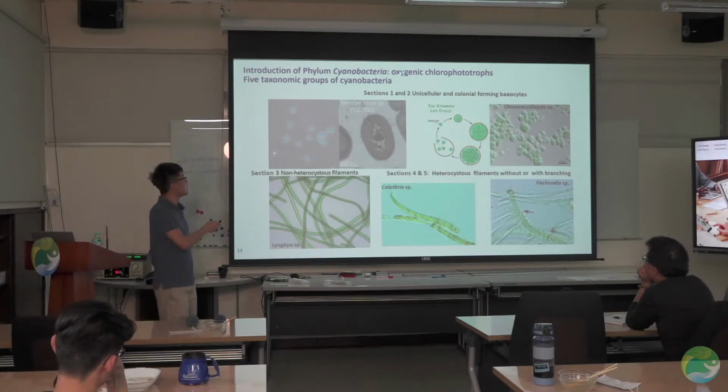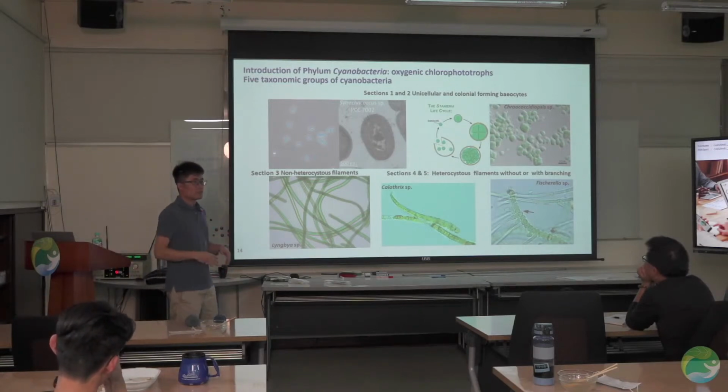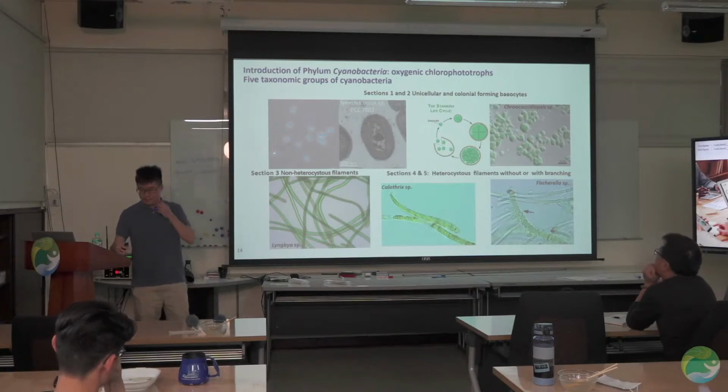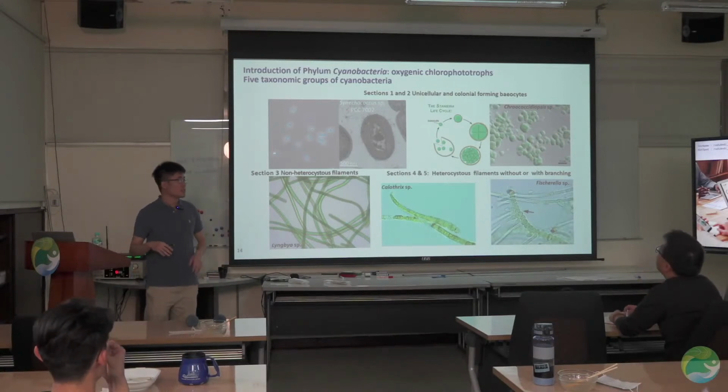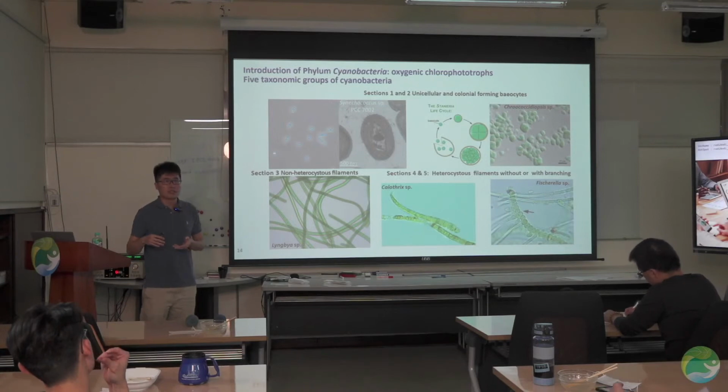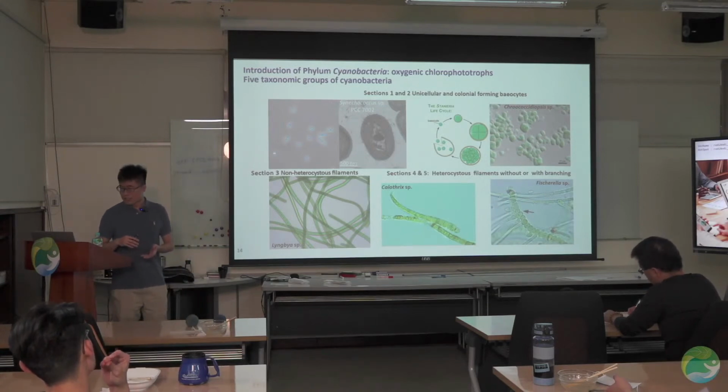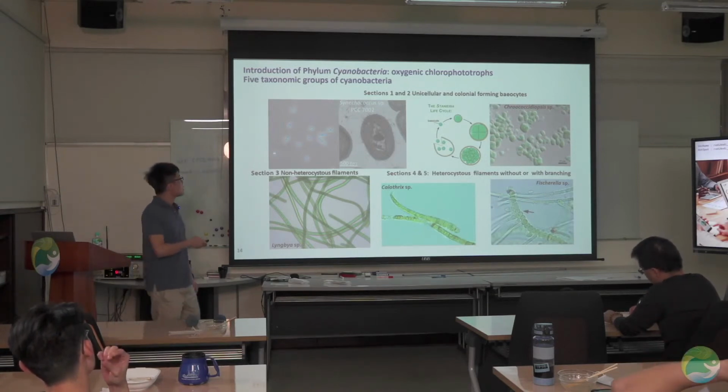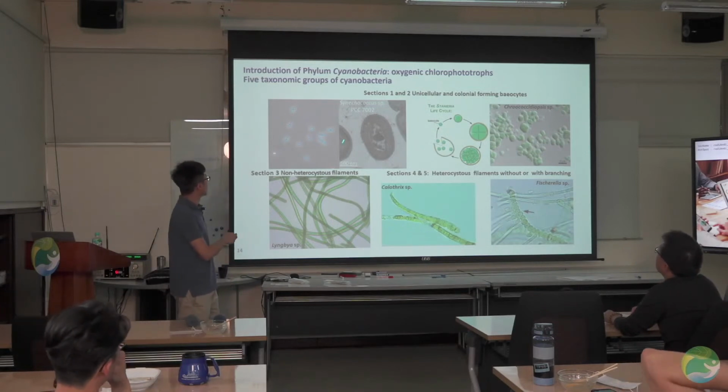Cyanobacteria is a phylum, so it's a very large classification. It contains many, many different cyanobacteria. And based on the morphologies, we can divide them into 5 types.